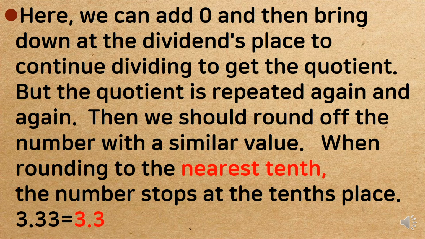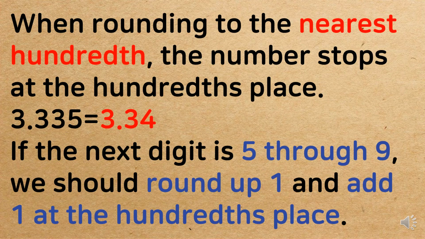But the quotient repeats again and again. Then we should round the number to a similar value. When rounding to the nearest tenth, the number stops at the tenths place. For example, 3.33 becomes 3.3. When rounding to the nearest hundredth, the number stops at the hundredths place.